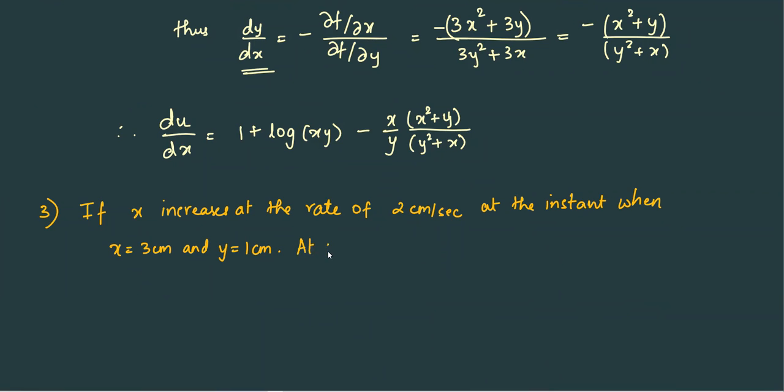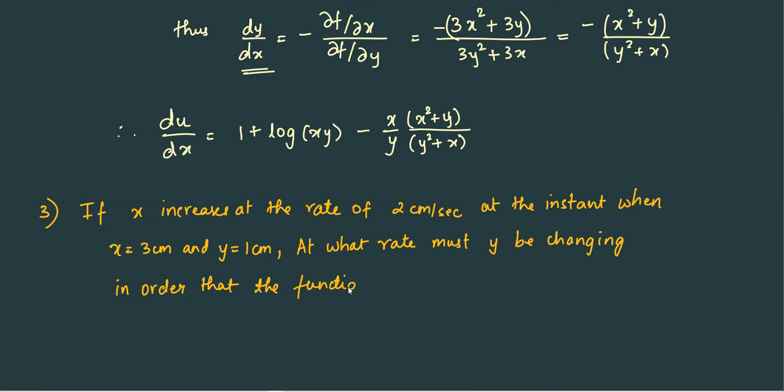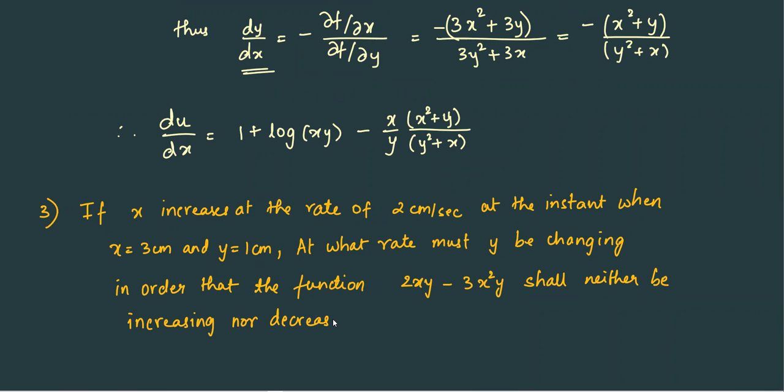Now, at what rate must y be changing in order that the function 2xy minus 3x square y shall neither be increasing nor decreasing.